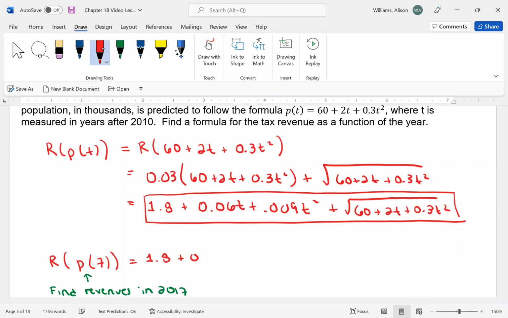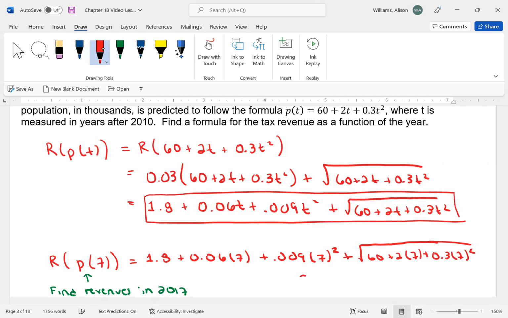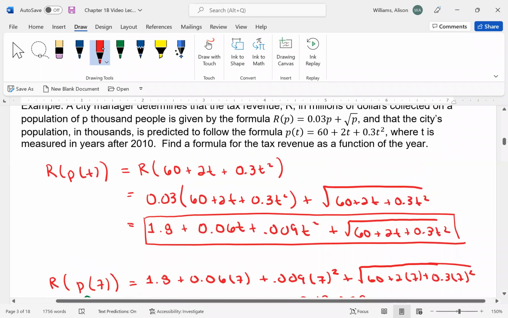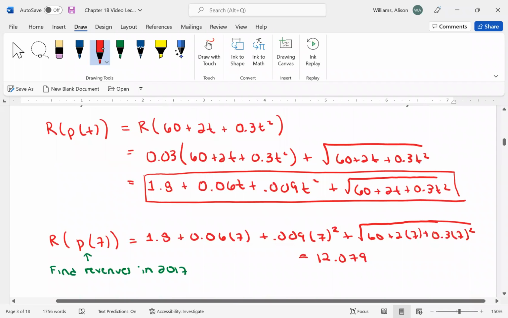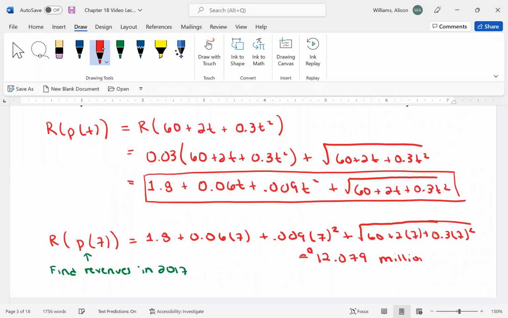So I'm going to plug 7 into what I just did above here. So 1.8 plus 0.06 times 7, plus 0.009 times 7 squared, and figure this out by plugging it into the calculator. Now I've done that ahead of time. So I get out 12.079. Now remember, the revenue formula is in millions of dollars. So this is 12.079 million. So that's how much revenue the city can expect based on the population in 2017.